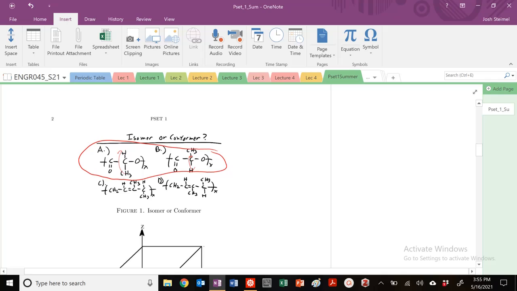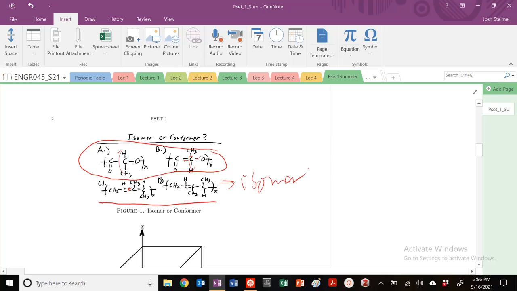So these can flip and rotate and kind of move around. Because there's a single bond here, they could rotate and move, so we are actually completely fine here. The next molecule here, you can see again, chemically identical, but these are structurally distinct because we can't rotate around this double bond here. So this is an isomer.